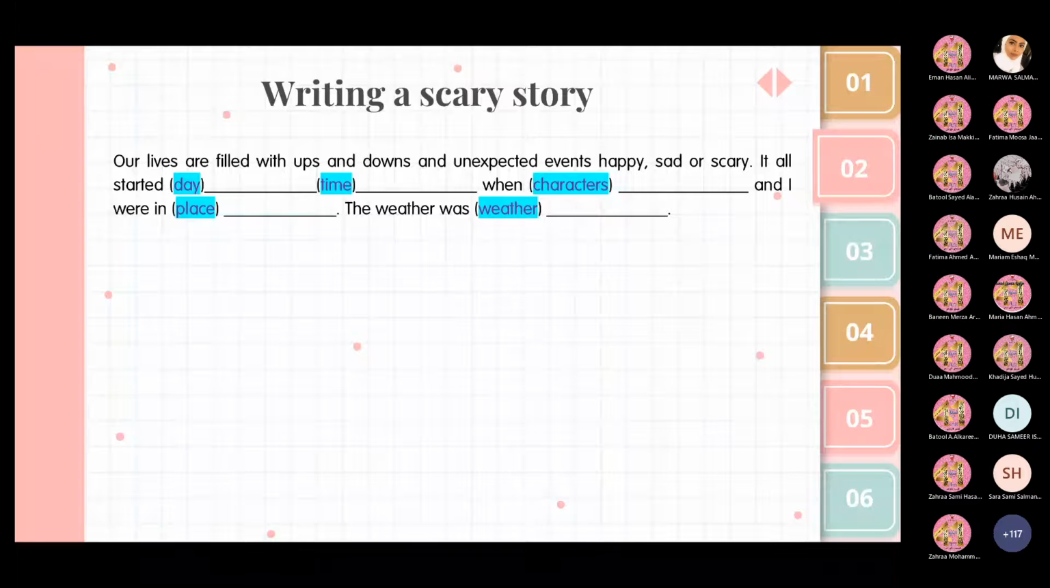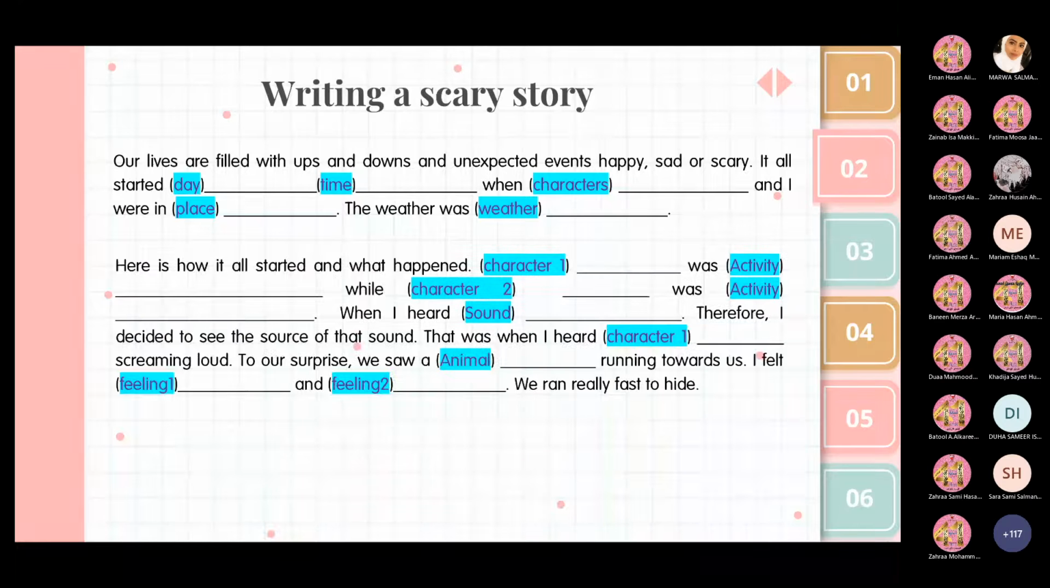Now we will start discussing the introduction. Our lives are filled with ups and downs and unexpected events, happy, sad, or scary. It all started... In these blanks, just decide a day and a time. Then you can put a name of a person in the other blank. After that, write the place you were in. Next, describe what the weather was like. For example, it all started on Saturday at 5 p.m. when my friend and I were in a forest. The weather was cloudy. And that's it for the introduction.